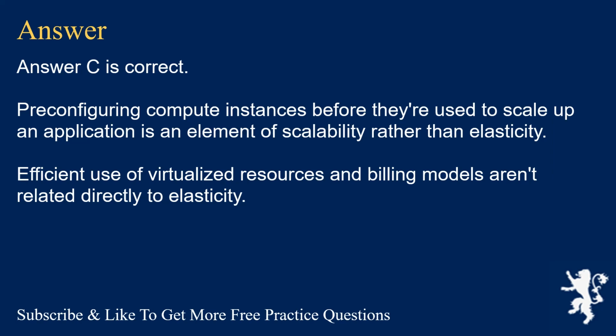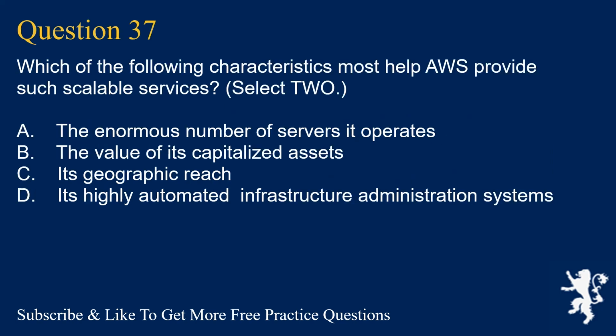Answer C is correct. Pre-configuring compute instances before they're used to scale up an application is an element of scalability rather than elasticity. Efficient use of virtualized resources and billing models aren't related directly to elasticity. Question 37. Which of the following characteristics most help AWS provide such scalable services?